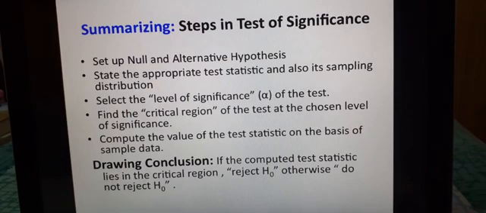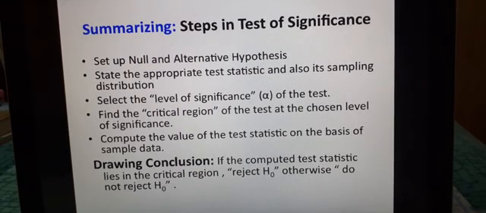Third, select the level of significance of the test, whether alpha equal to 0.05 or 0.01. Then find the critical region of the test at the chosen level of significance and compute the value of the test statistic on the basis of the sample data. And ultimately, we draw the conclusion: if the computed test statistic lies in the critical region, that is, in the rejection region, then we reject H0. Otherwise, if it lies in the acceptance region, we do not reject H0, the null hypothesis. Hope you are clear with the small key concepts related to hypothesis testing.